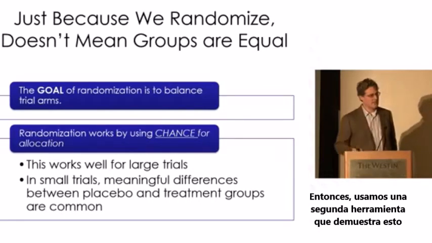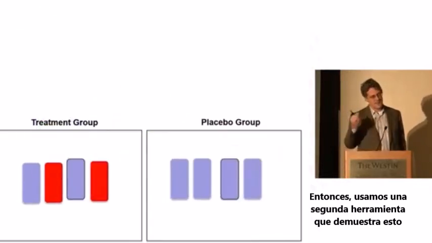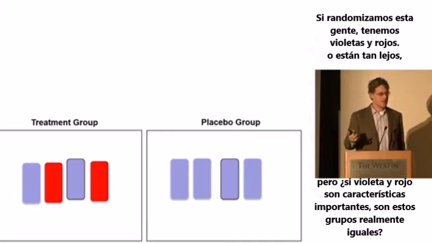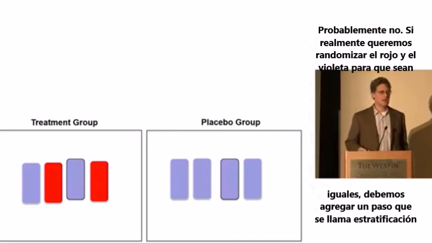And so we have a second tool that we use to try to, and this sort of demonstrates that. You know, if you randomize these people, okay, if some people are purple and some are red, you know, it's not that far off, but are those two groups really equal if red or purple is an important characteristic? Actually, probably not.